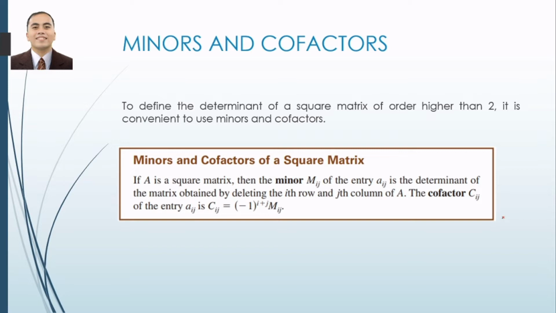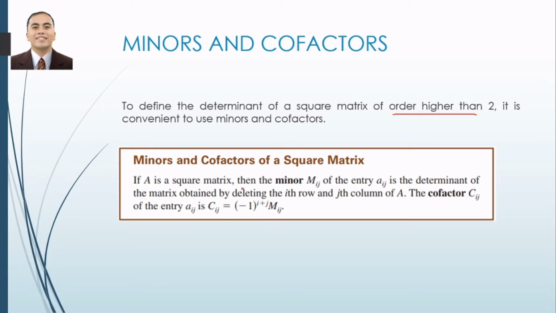Now let's proceed to minors and cofactors. To define the determinant of a matrix of order higher than 2, take note, the word is higher than 2, it is convenient to use minors and cofactors. So the definition of minors and cofactors of a square matrix.